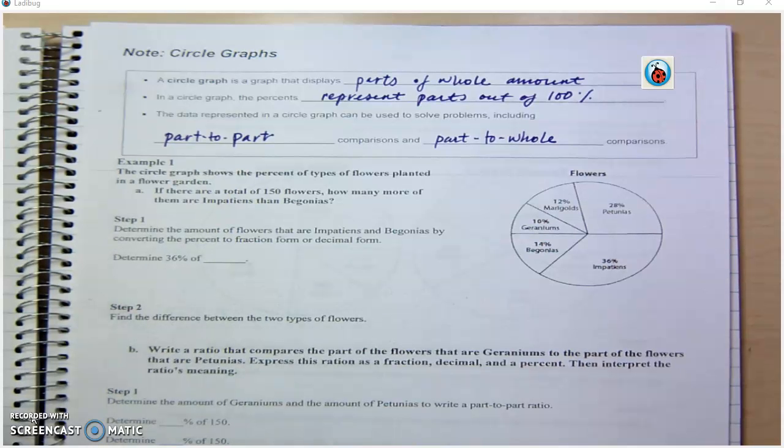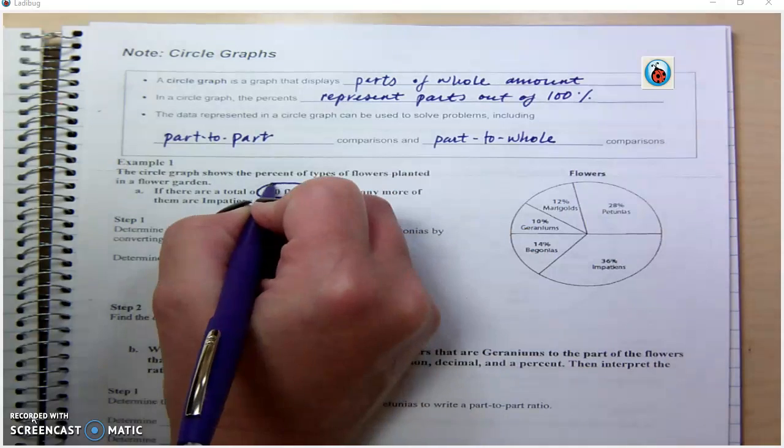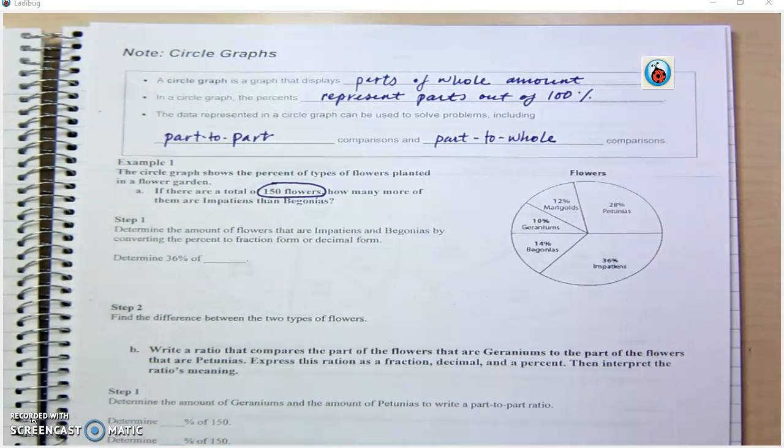The circle graph shows the percent of types of flowers planted in a flower garden. If there are a total of 150 flowers, how many more of them are impatiens than begonias? All right, so keep it in mind, guys. The graph represents 100%, not 100 in quantity of whatever you guys are analyzing. So in our situation, it's 150 flowers.